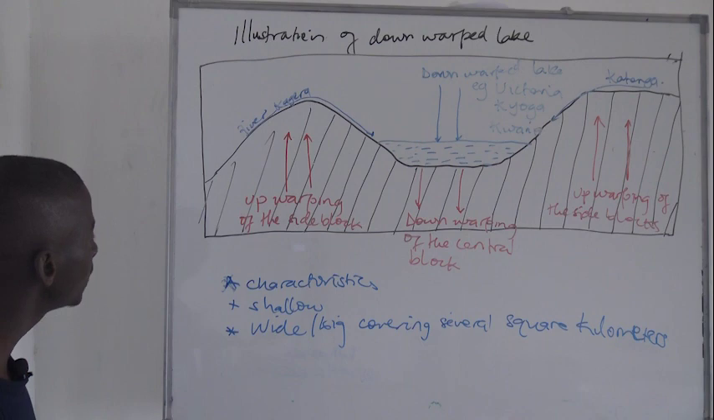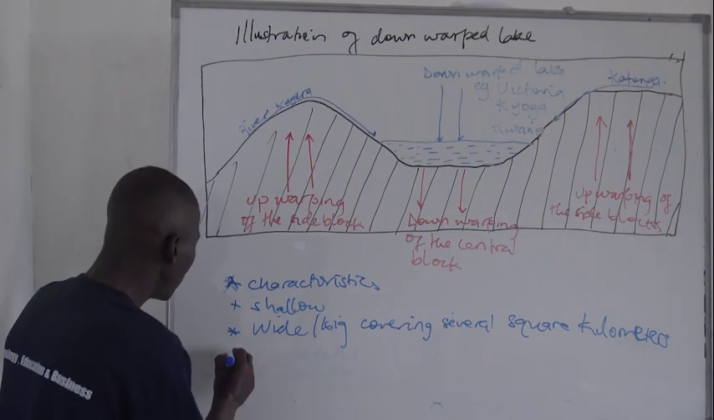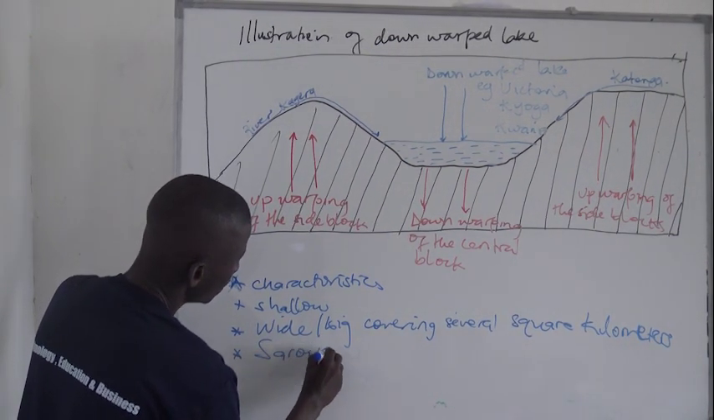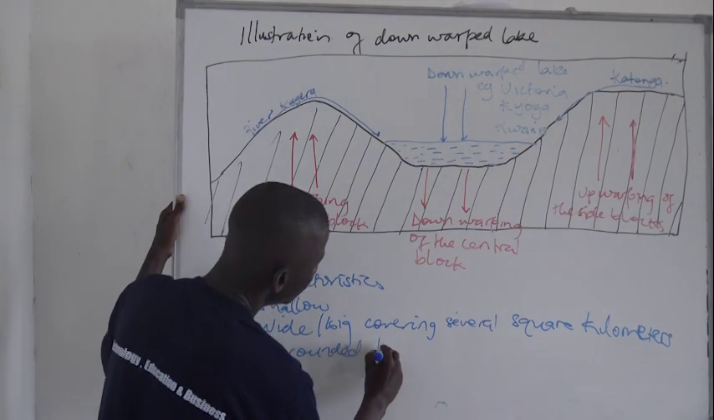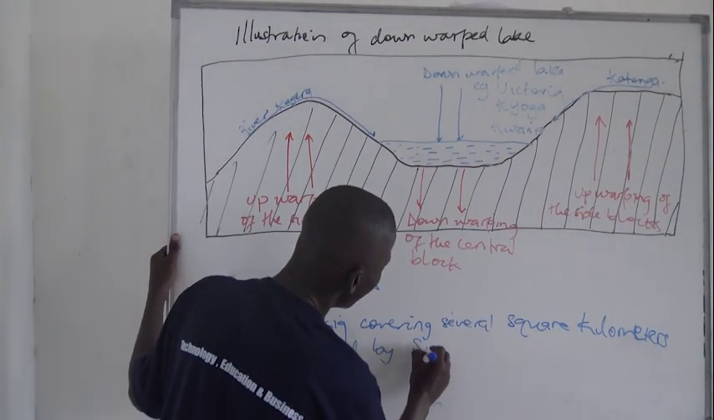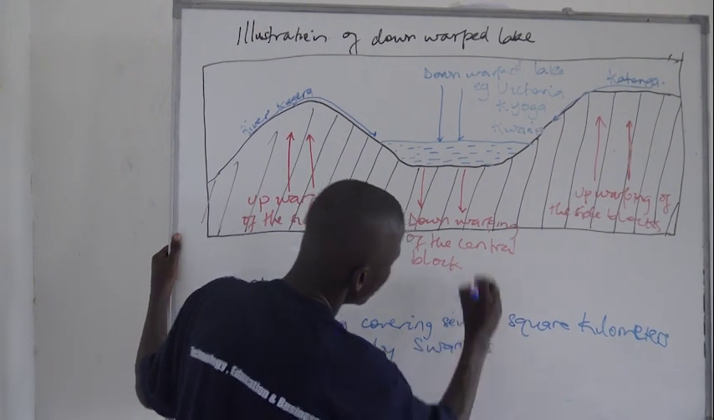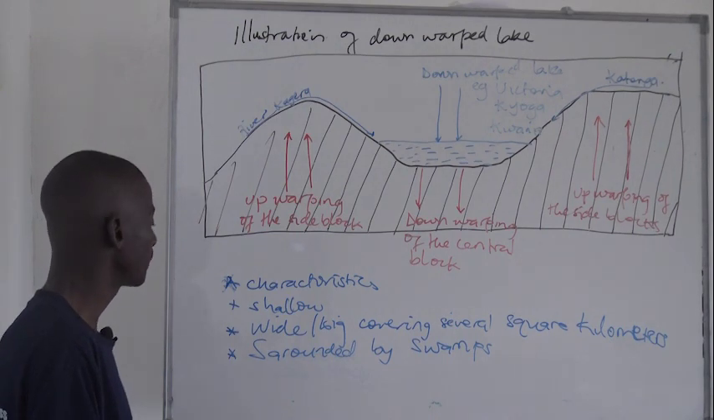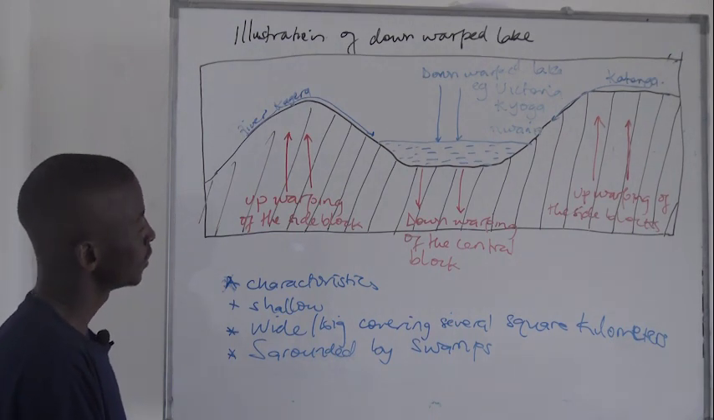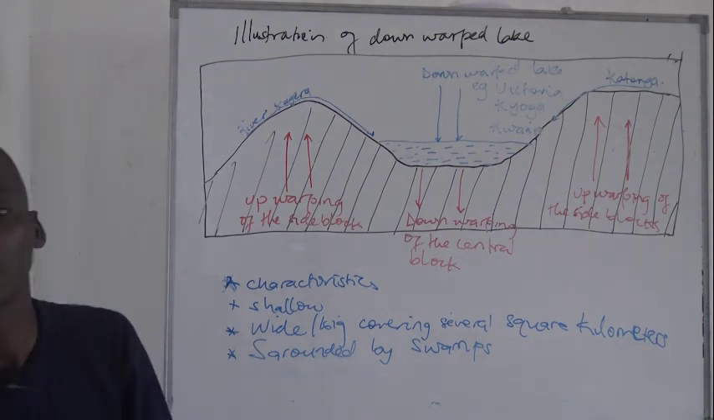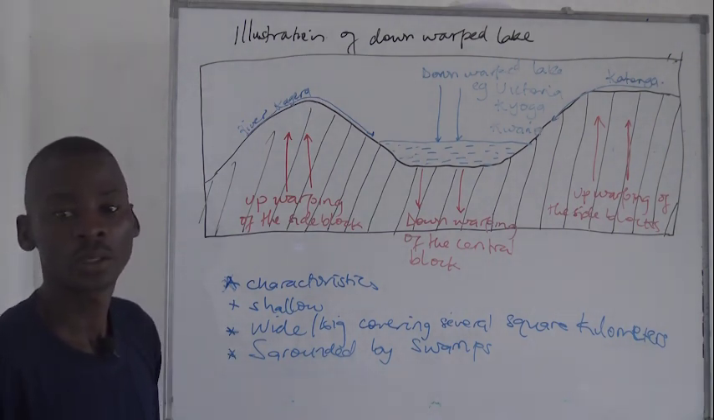Then apart from that, they are not very long, they are relatively short, they are shallow, and they are mainly surrounded by a very big swamp. Because of having shallow waters, they are usually surrounded by a very big swamp. So that is lakes due to downwarping.